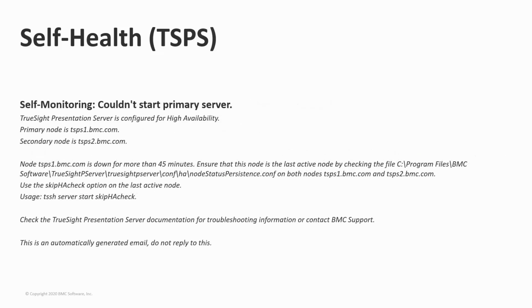Moving on to TSPS related self-health monitoring emails now, we can see that TSPS 1, the primary server, has been started, but because it has been down for more than 45 minutes, and TSPS 2, the secondary server, is also down, then a manual check needs to be made that TSPS 1 really is the last active node by checking the contents of file node_status_persistence.conf on both nodes.